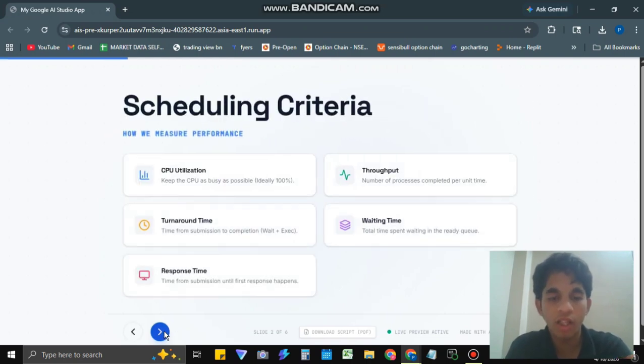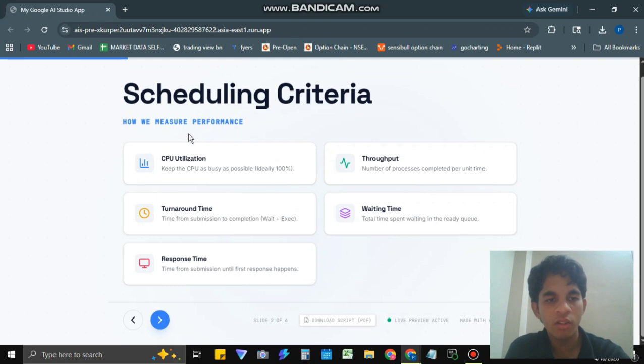how do we judge a CPU? For that we have scheduling criteria. Before we look at the rules, we need to know how we grade them. How do we know if a scheduling strategy is actually good or not? We use 5 metrics. The first one is CPU utilization. It tells us whether the CPU is actually working or just sitting idle. We want it to be busy 100% of the time, to utilize it optimally, or maximize its utilization.